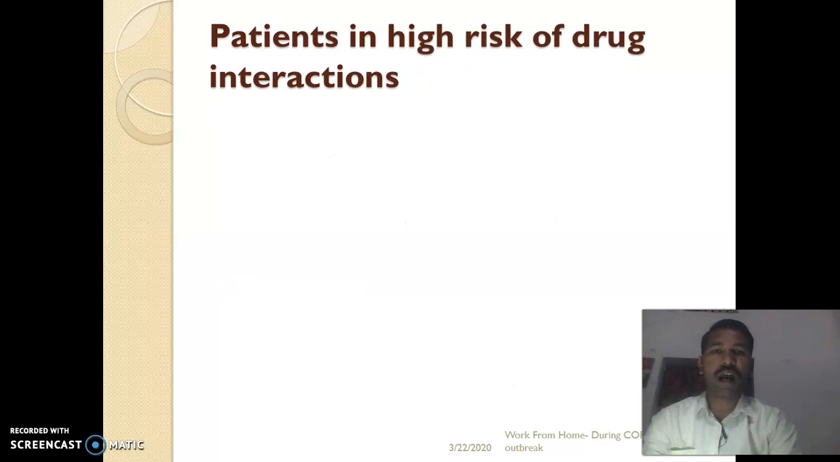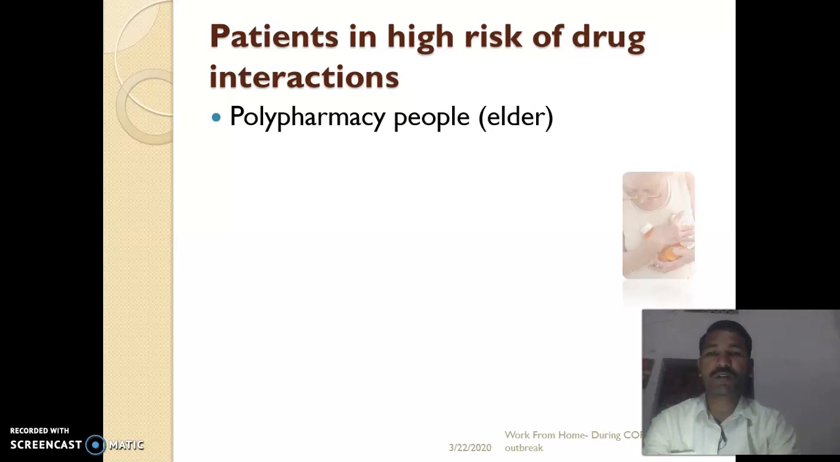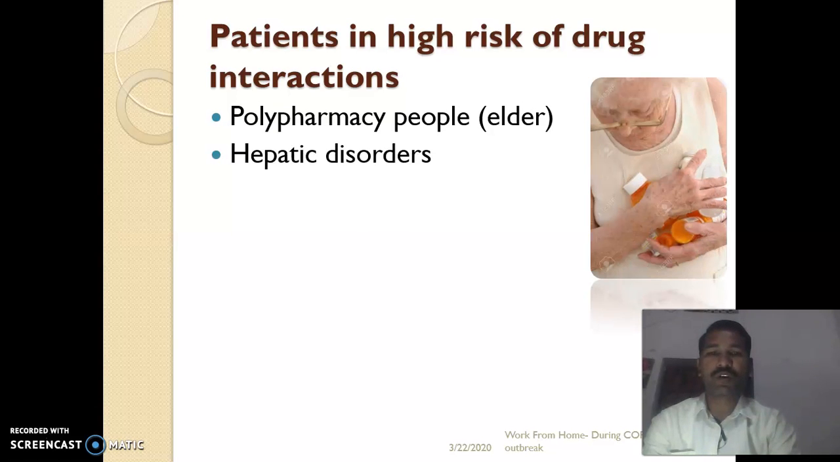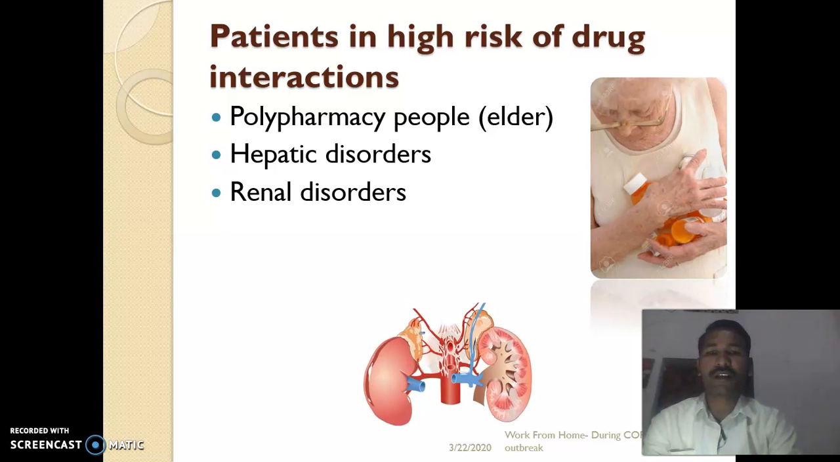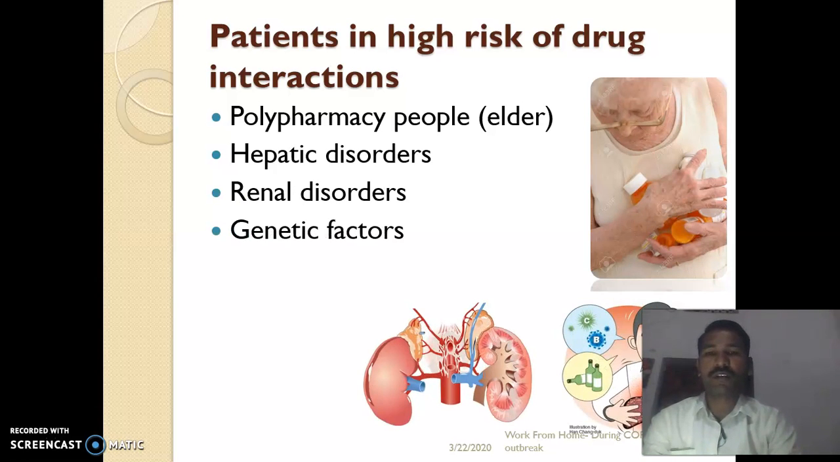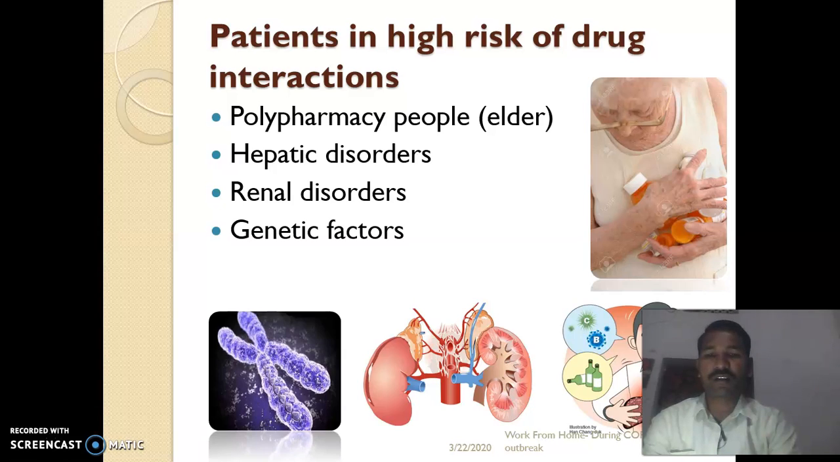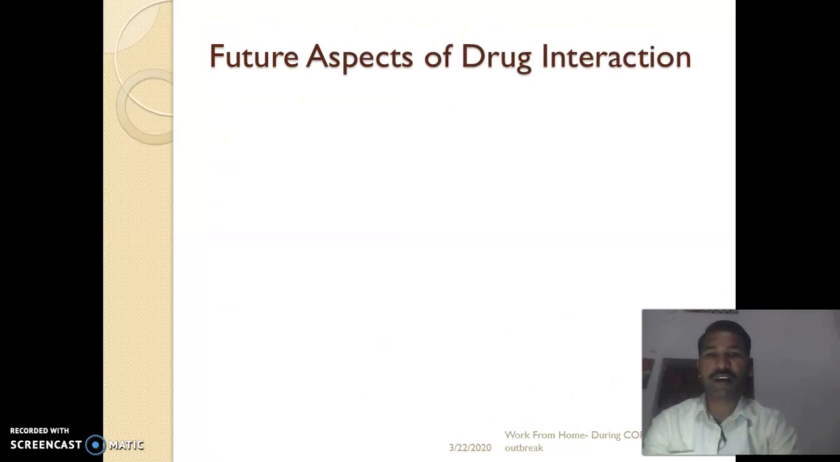Patients at high risk of drug interactions are polypharmacy patients, that is, older persons or people taking many drugs, and those with hepatic disorders, renal disorders, geriatric patients, and genetic factors. These are the various high-risk factors.